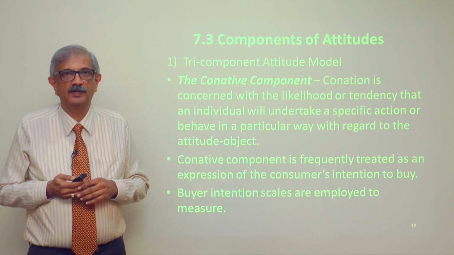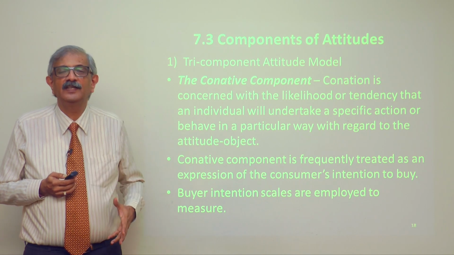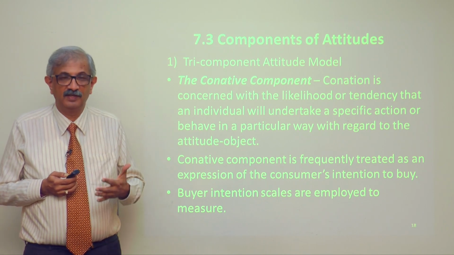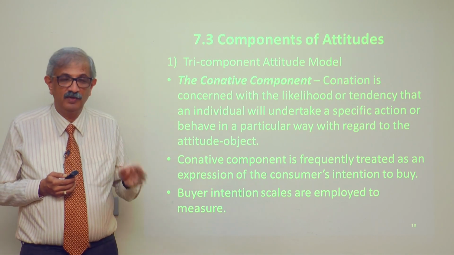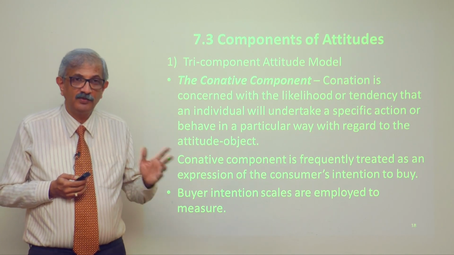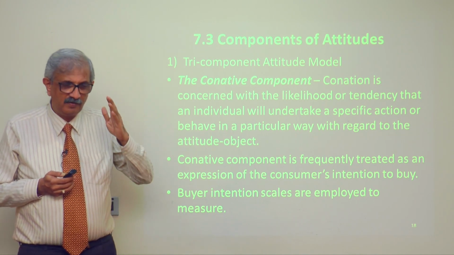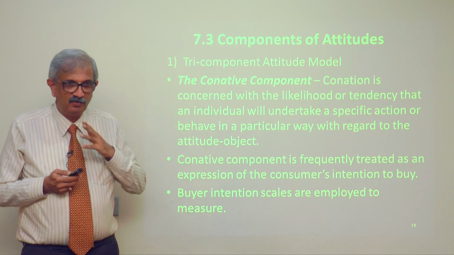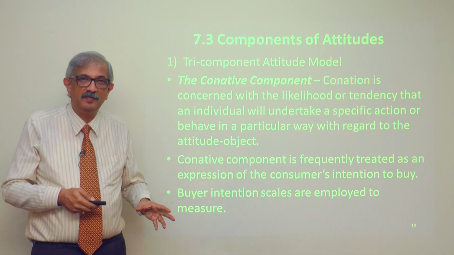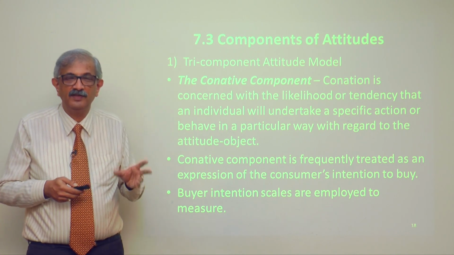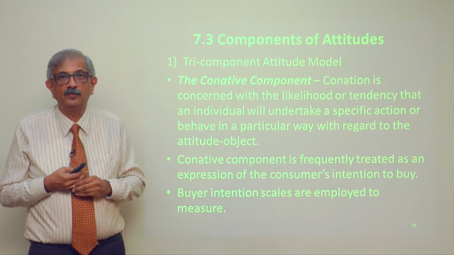Under the tri-component attitude model, the third component is the conative component. It's all about the likelihood that a specific action or behavior that a consumer takes, as expected by you, towards the attitude object. The attitude object may be your product or the brand. So after you have analyzed the information, you have developed a feeling which is favorable or unfavorable, based on which, what may be your behavior towards that attitude object, that is the conative component of the tri-component model.